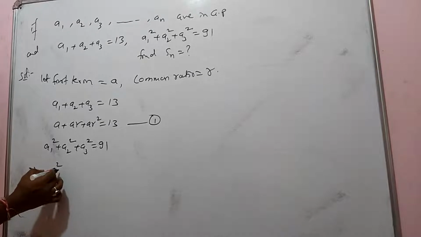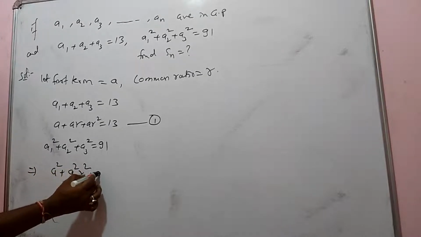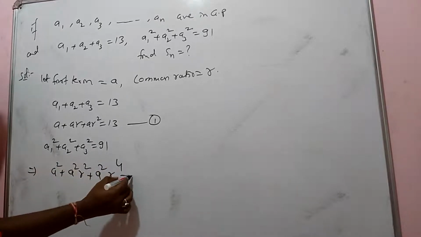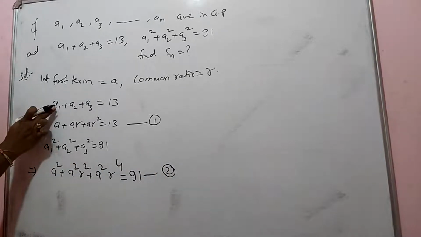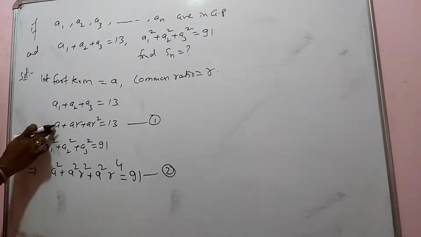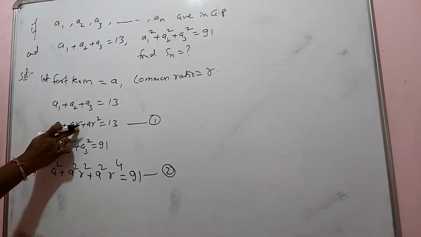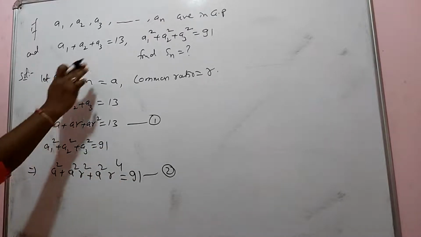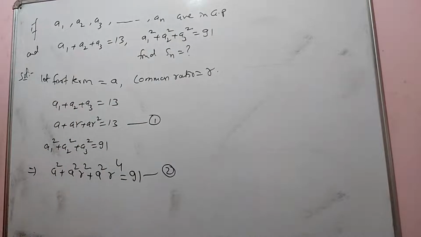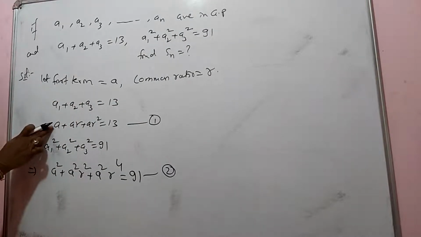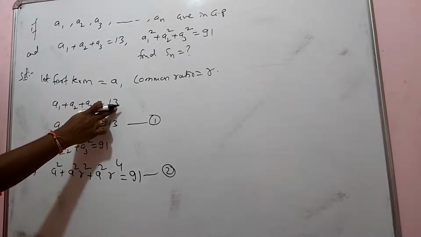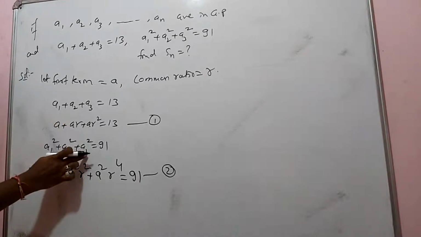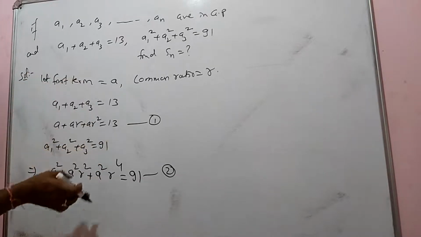So I can write A square plus A square R square plus A square R power 4 is equal to 91. You need to understand this carefully. I am squaring each term: the square of A is A square, the square of AR is A square R square, and the square of AR square is A square R power 4, equal to 91. Because the sum of squares is given as 91, I have to take 91. But the sum of the first three terms A1 plus A2 plus A3 is 13, so 13 I wrote. A1 square means A square, A2 square means A square R square, A3 square means A square R power 4, and that is 91.